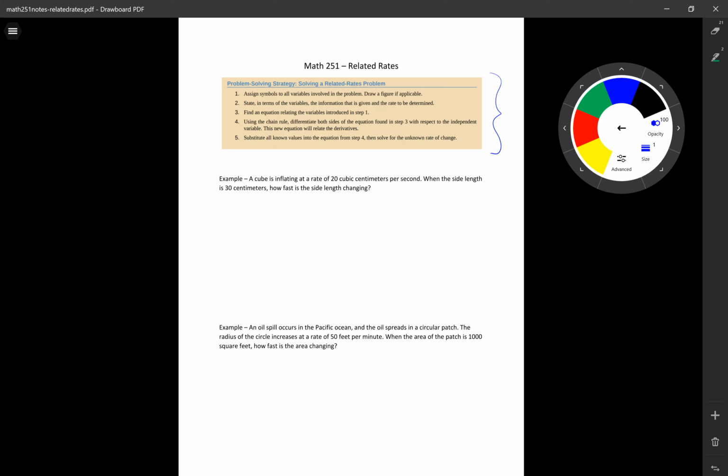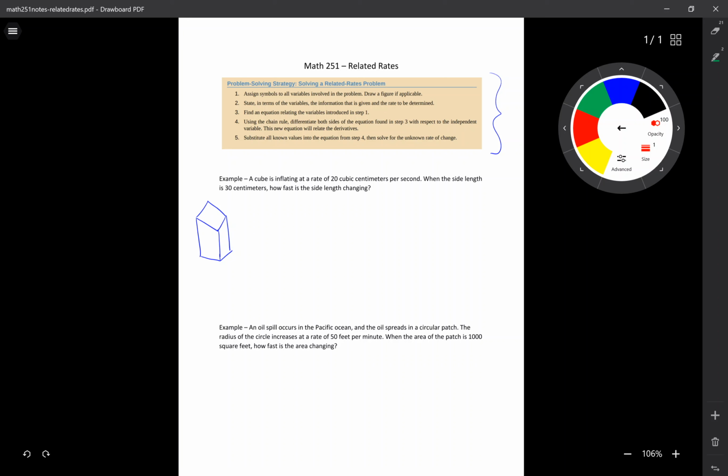So let's do a couple of examples in order to figure out how these steps come into play. First of all, a cube is inflating at a rate of 20 cubic centimeters per second. When the side length is 30 centimeters, how fast is the side length changing? First things first, let's draw a picture. I am not good at drawing cubes, but let's give it a try. Okay, we'll pretend that's a cube. So we have a cube here, and it's inflating at a rate of 20 cubic centimeters per second.